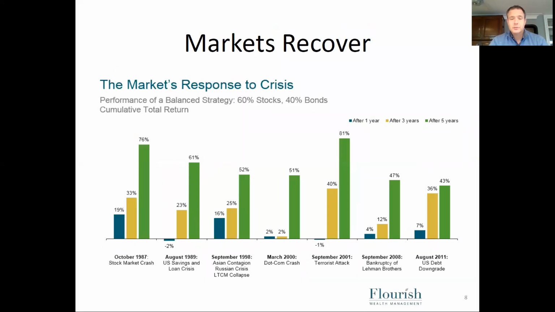Also, in all of these situations, regardless of how difficult they are at the moment, the market does recover. So these statistics are showing a portfolio that's 60% in stocks and 40% in bonds. And you can see in basically all of these situations, after 1 year, most of them are positive. After 3 years, they're all positive. And after 5 years, they're significantly positive. This is a reminder of the importance to stay invested.